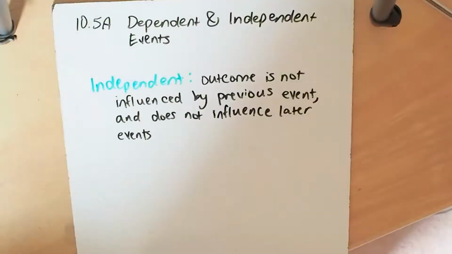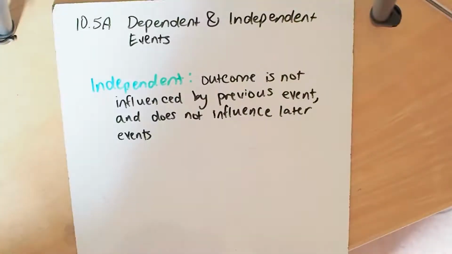We're going to talk today about the difference between dependent and independent events in probability. In the past, we've just been working with independent events, like the compound events we just talked about, where you might, for example, spin a spinner and then roll a die. An independent event is defined as an outcome which is not influenced by a previous event and does not influence later events. If I spin a spinner, that doesn't necessarily influence in any way me rolling a die.